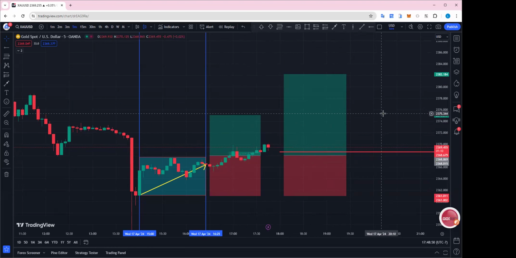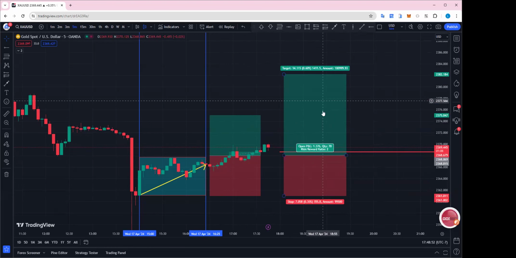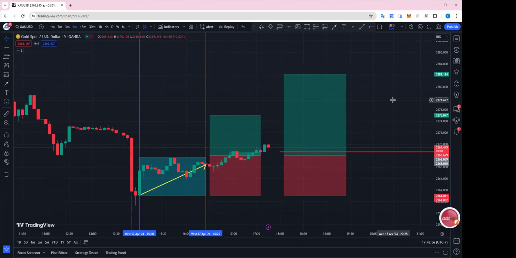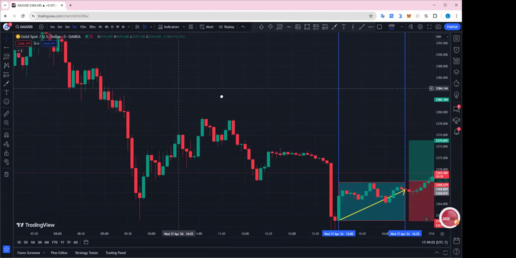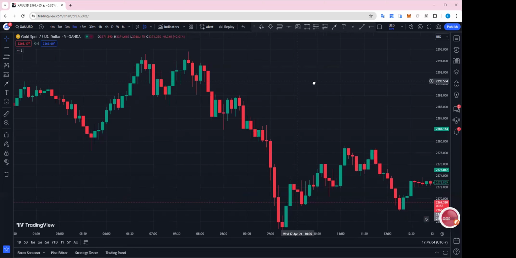That's the right way to do it, okay? Now, this is the entry that is active right now, and this is the Tokyo session. Now let's see the New York session.